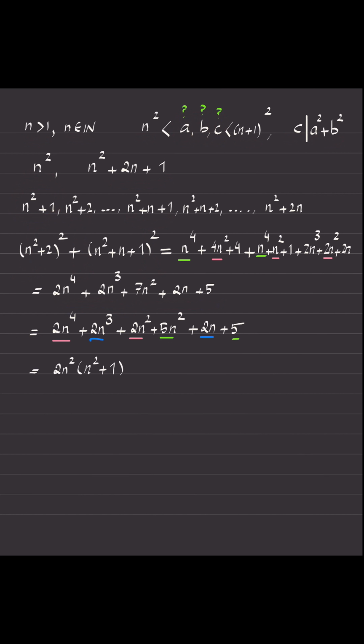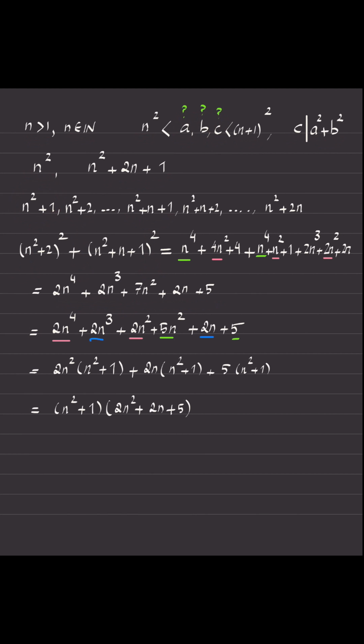Between the blue groups, I factor a 2n out, and n squared plus 1 is left. Between the green group, I factor a 5 out, and it is n squared plus 1. Then you see that a factor of n squared plus 1 appears in all of them, so I can factor it out, so it becomes n squared plus 1 times 2n squared plus 2n plus 5, and we are done.